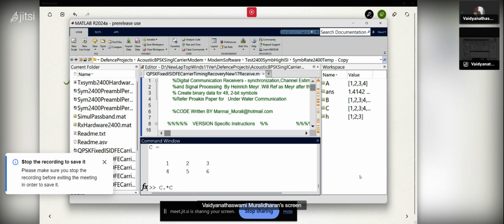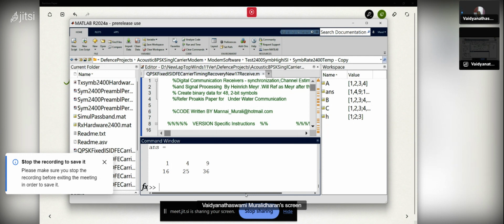But this particular representation C dot star, this is each element. For example, the first element is 1. It is multiplied by the same element in the next C. 1 into 1 is 1, 2 into 2 is 4, 3 into 3 is 9, 4 into 4 is 16, 5 into 5 is 25, 6 into 6 is 36. This is element wise multiplication actually.